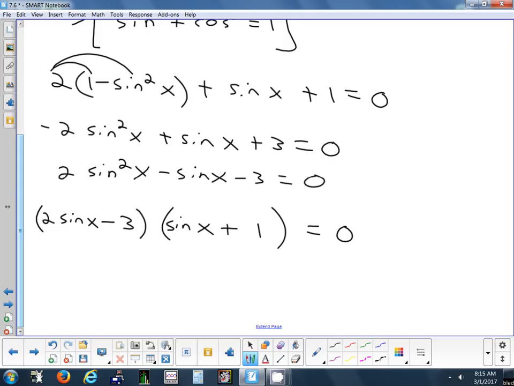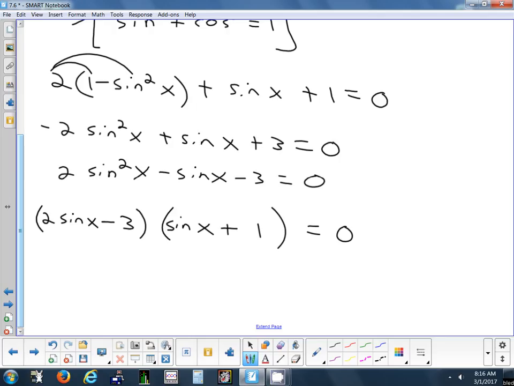If it helps, you can rewrite it temporarily as 2x squared minus x minus 3 and factor that, and then change all your x's back to sine x's, if visually it just looks confusing. But any questions up to that step?